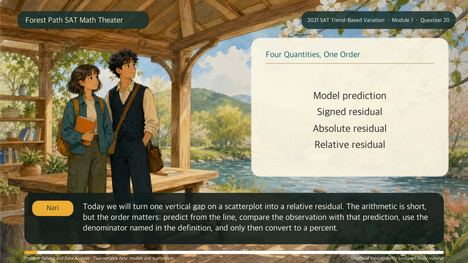Today, we will turn one vertical gap on a scatterplot into a relative residual. The arithmetic is short, but the order matters. Predict from the line, compare the observation with that prediction, use the denominator named in the definition, and only then convert to a percent.